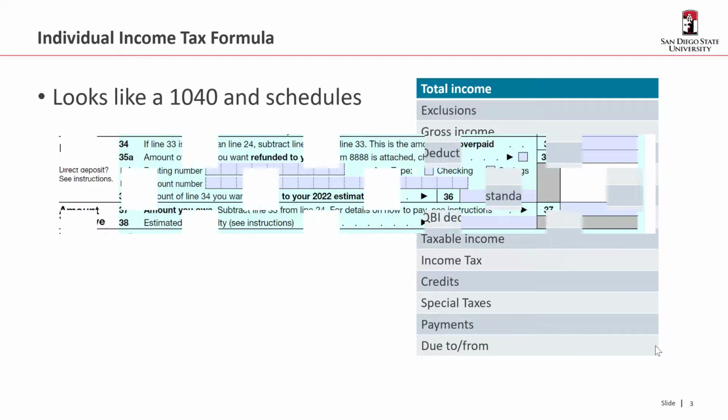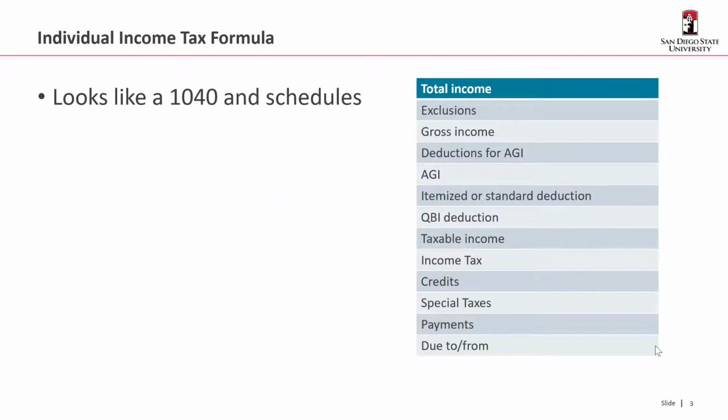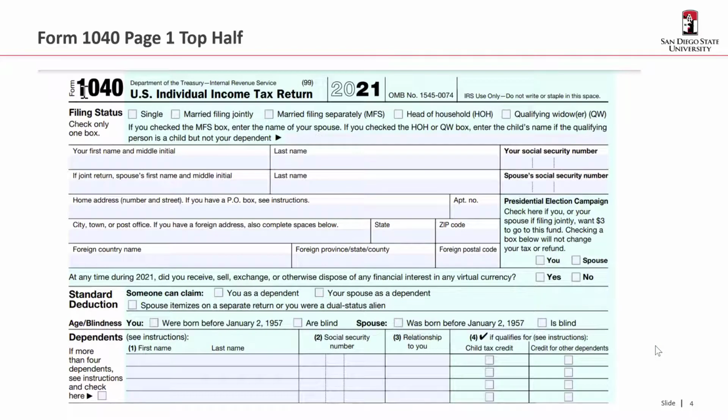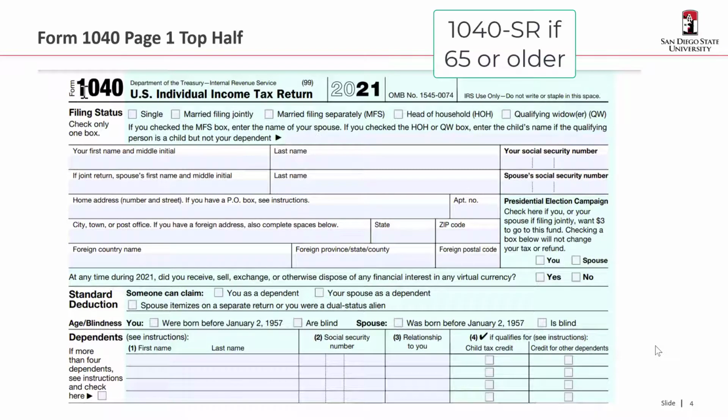And that's the due to, due from. That's the kind of conclusion of the filing process. So here's the top half of a Form 1040. There's really only currently two forms that you can use to file an income tax return, a 1040 and a 1040 SR, which is for seniors.